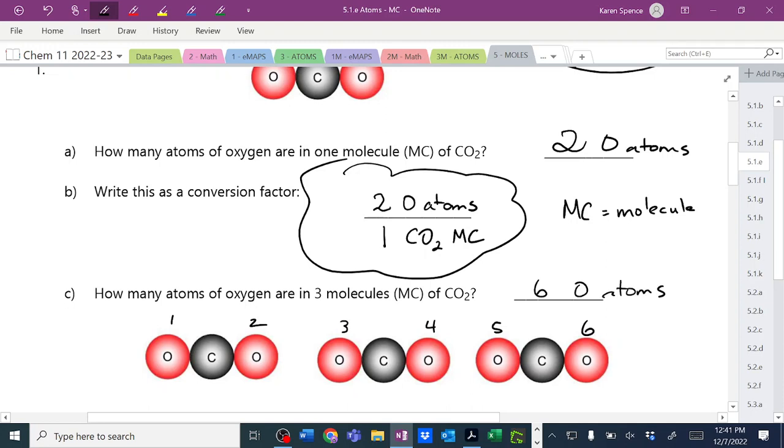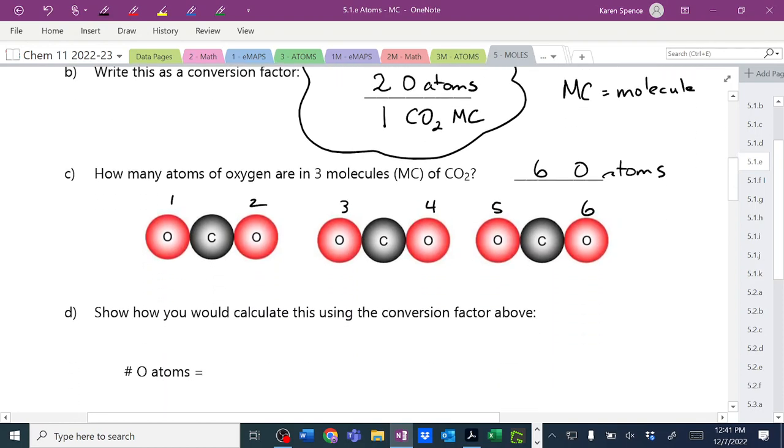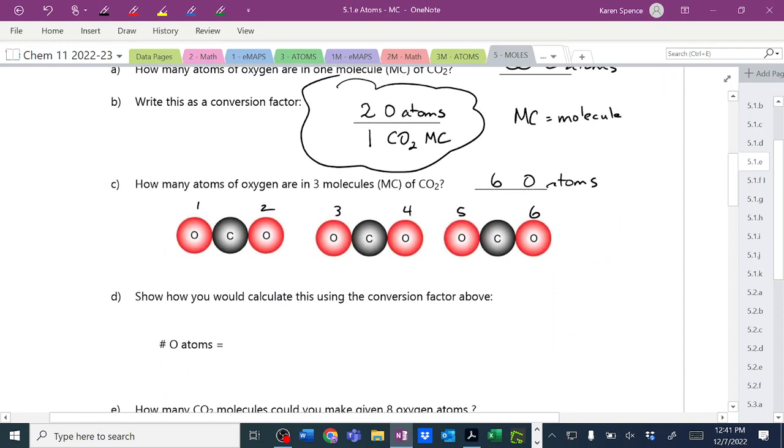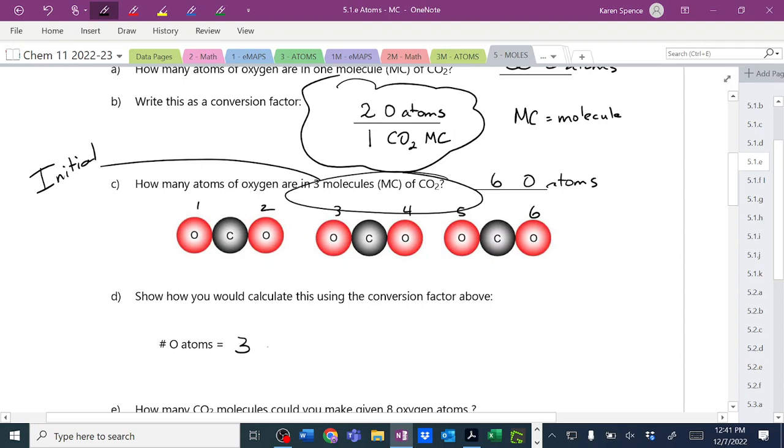What we are going to be doing is showing how to do this using a conversion factor. And I know it seems silly to do this, but you're not always going to have numbers this small and easy. So let's show how we do this. We have 3 molecules of CO2. That is our initial quantity, 3 molecules of CO2.